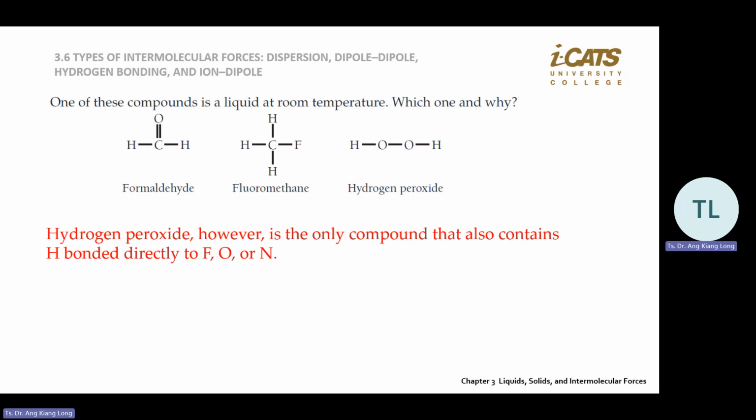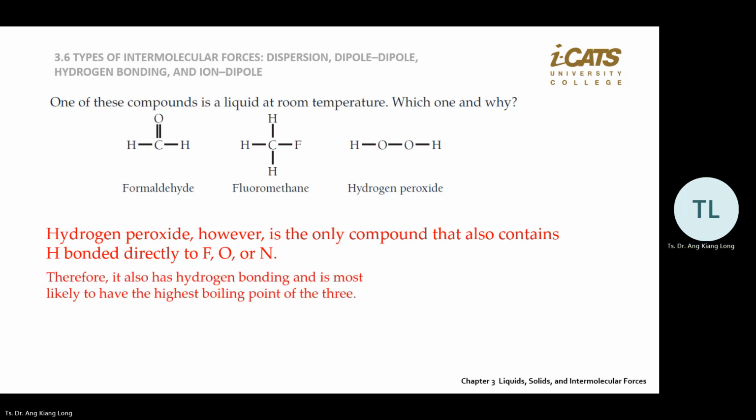That's why we can say that hydrogen peroxide has hydrogen bonding and most likely has the highest boiling point of the three.